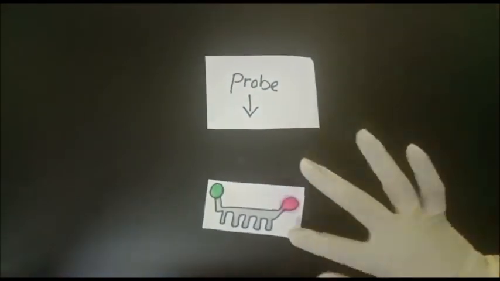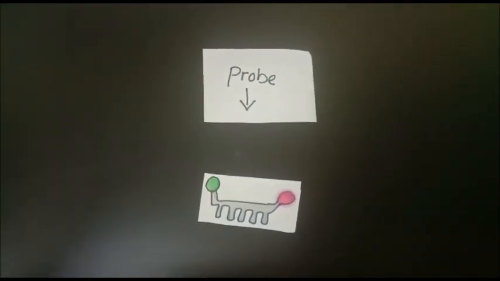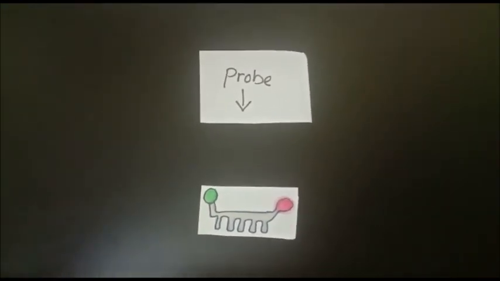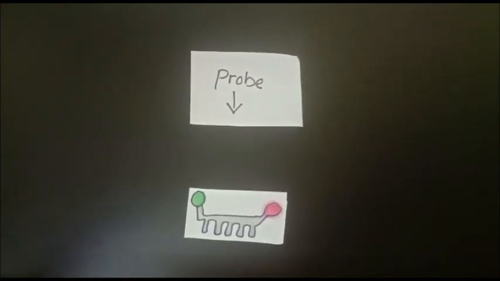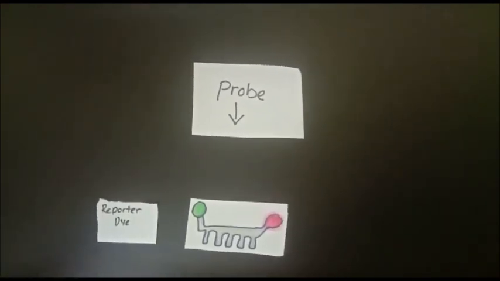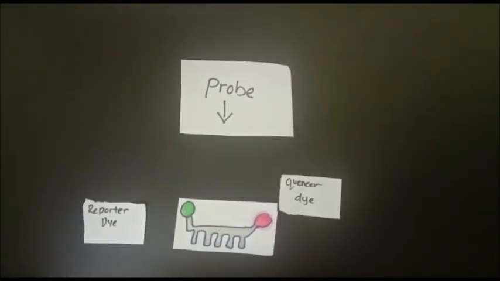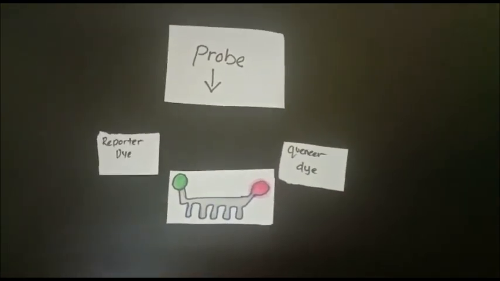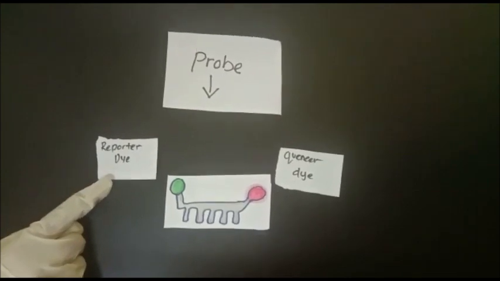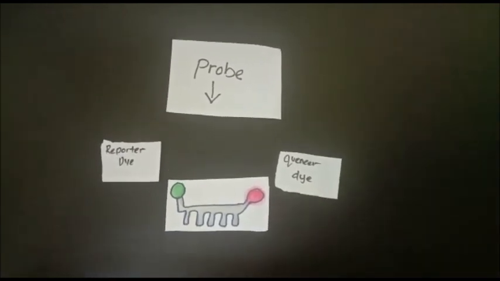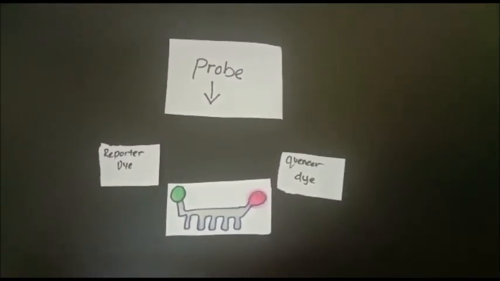This technique employs a fluorescent oligonucleotide probe, which allows researchers to monitor the progress of the reaction in real time. The probe contains two fluorescent dyes. One is the reporter dye, which is at the 5' end, and the second one is the quencher dye, which is at the 3' end. When the reporter dye is excited by light, it transfers its energy to the nearby quencher dye. This energy transfer is called fluorescence resonance energy transfer.